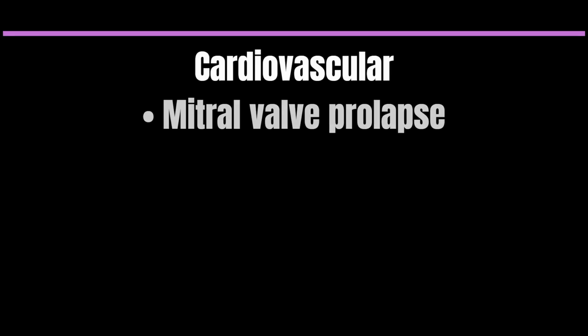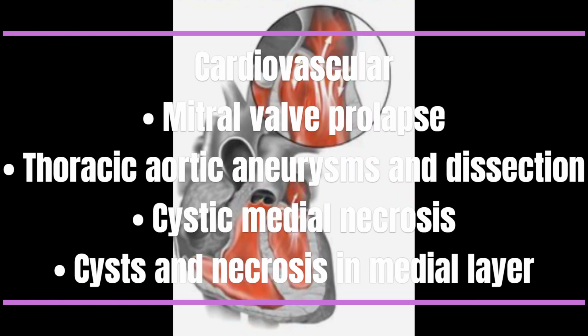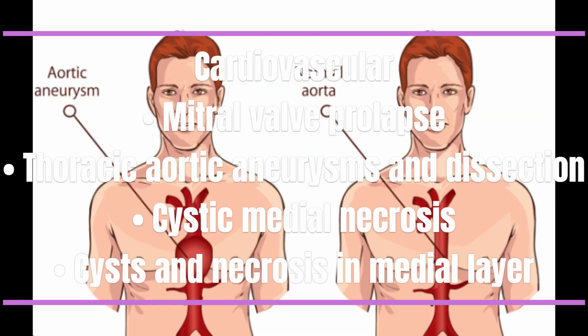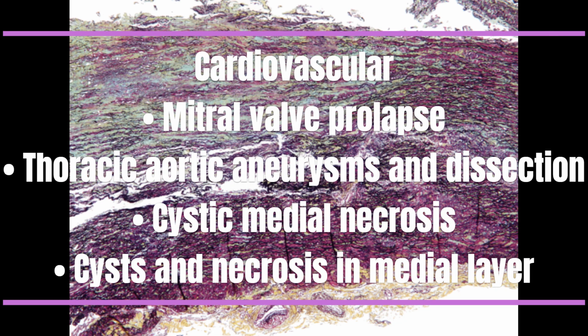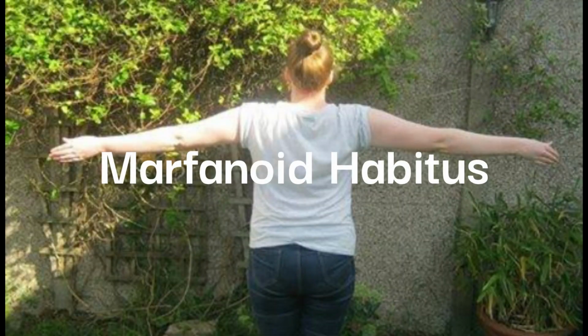And finally, there are a couple of cardiovascular manifestations of Marfan syndrome. They can develop mitral valve prolapse. The most dangerous complication of Marfan syndrome is that they can develop thoracic aortic aneurysms and dissection, because the aorta has elastin and fibrillin. They can develop cystic medial necrosis, which means the presence of cysts and necrosis in the medial layer of the aorta.